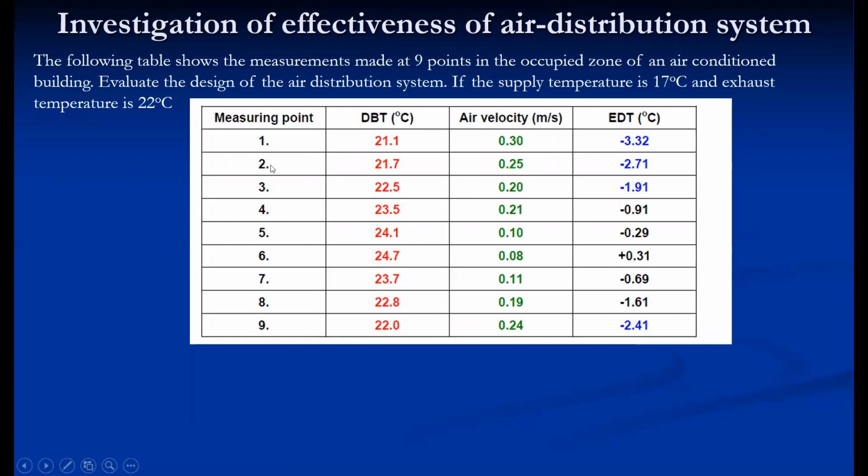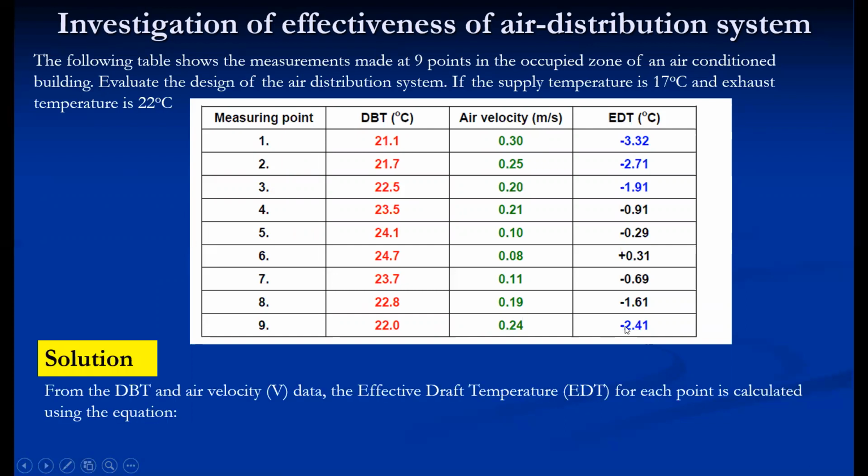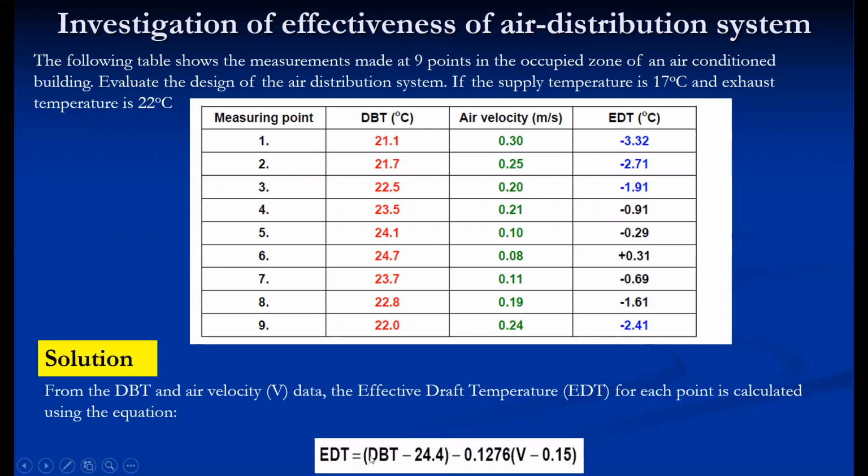Now in this numerical, measurements are taken at 9 locations for DBT and air velocity. EDT is obtained with the help of a formula. So from the DBT and air velocity, using the given expression, the EDT values are obtained. These are the various values of EDT. Most of the values are negative except one.